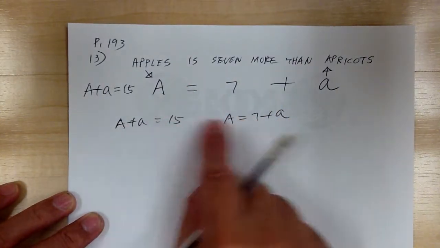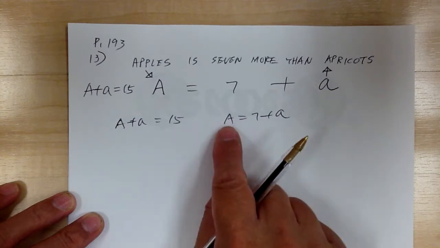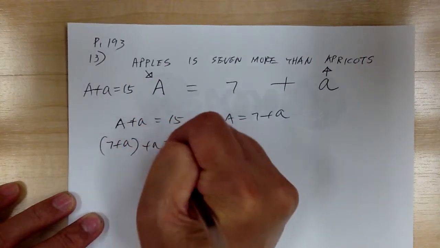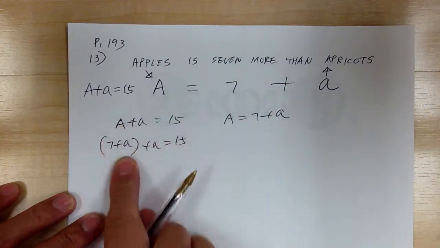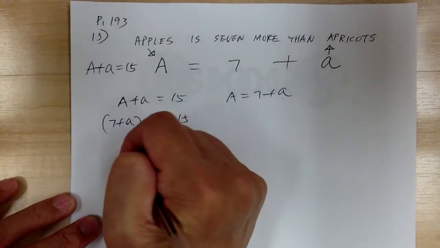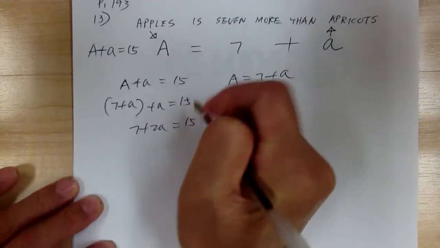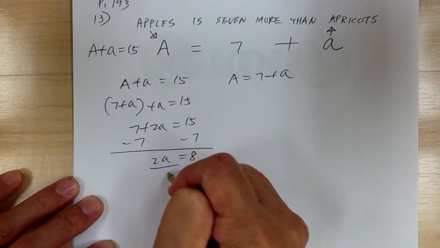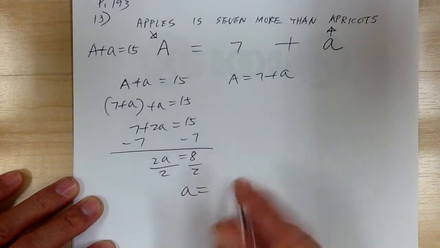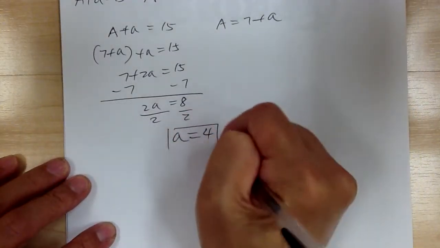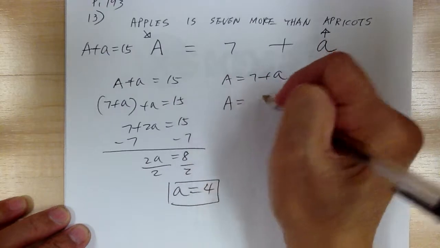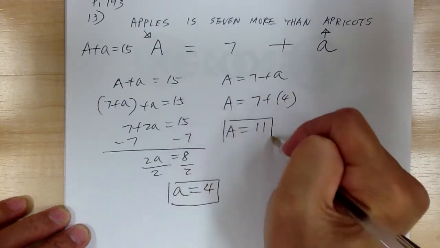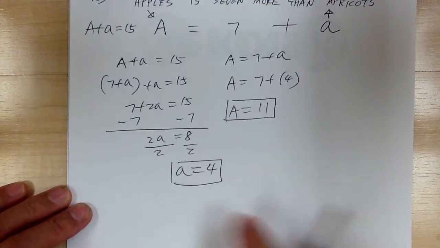So you got 2 equations. This is a substitution technique, right? So you substitute in here. So you got 7 plus a equal to 15, because this is your A, the capital A. Then you work it out. Minus 7 on each side, so you got 2a equal to 8. Divide by 2, divide by 2. So small a, the apricot, is equal to 4. And the capital A, the apple, would be 7 plus 4, so big A, the apple, is equal to 11. So 11 apples and 4 apricots.